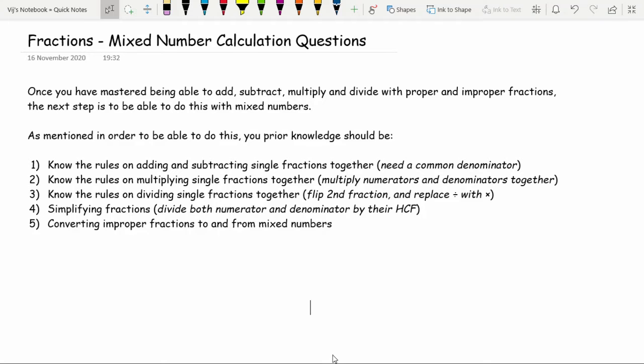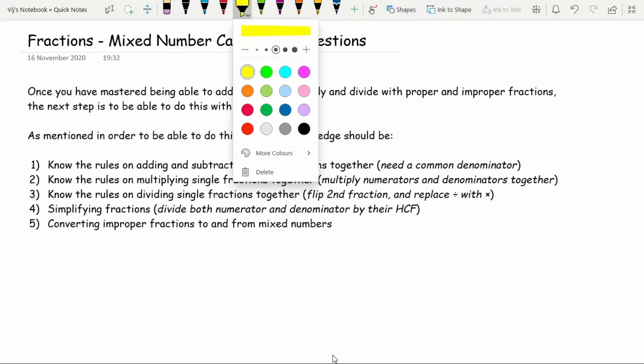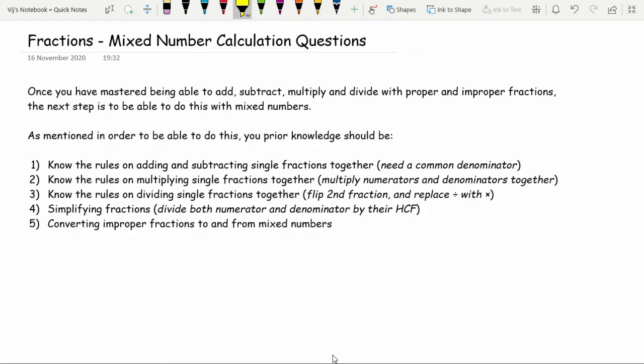As mentioned, in order to be able to do this, your prior knowledge should be, now it's really important that you know the difference between these, because usually fractions is never anyone's favourite mathematical topic. However, because there are so many different things you do depending on which operator you're actually using, the key thing is to know and not get mixed up between the four things.